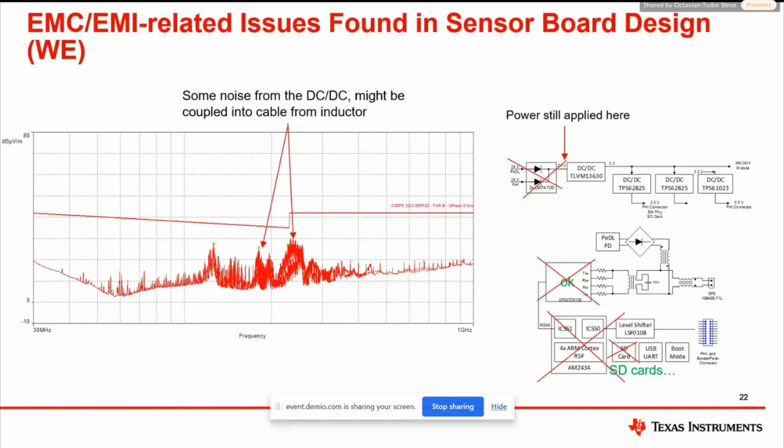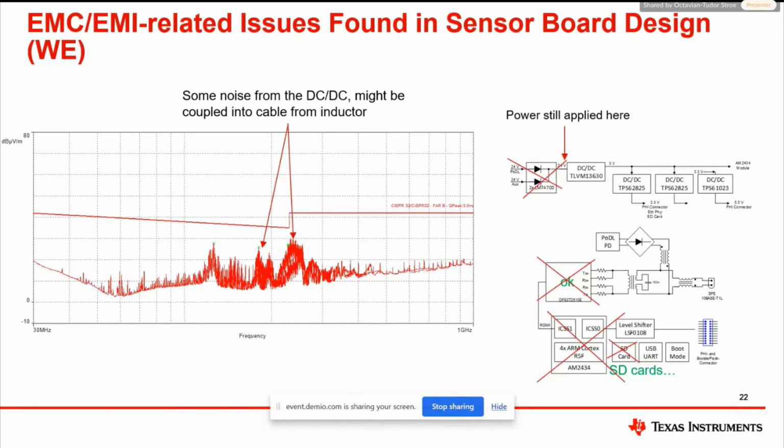Analyzing this DC to DC converter, it has a built-in inductor, so there might be some hard switching with high dV/dt. Then you get an electric field due to the high dV/dt, and some capacitive coupling can happen, so the noise from the DC to DC converter can couple back into the cables, because the cable connector for the power source was very, very close to this DC to DC converter.